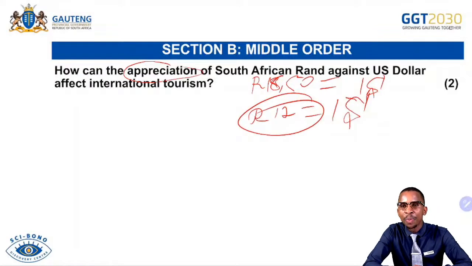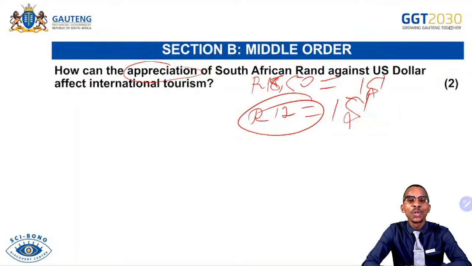That means we need to pay less to afford a single dollar. That will lead to us South Africans finding it easy to travel to the US because the US dollar is more affordable. But it will be difficult for US tourists to tour South Africa because now their currency has depreciated, so they need to pay more to afford South African rand, which will be a disincentive to them.